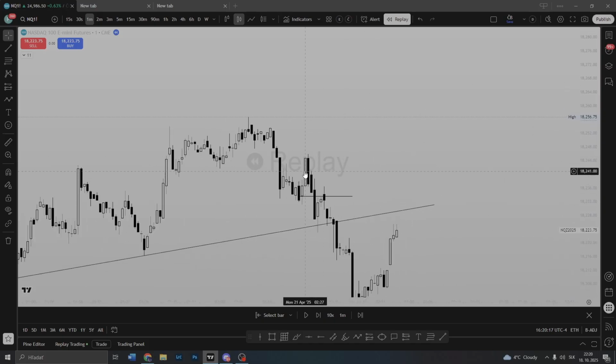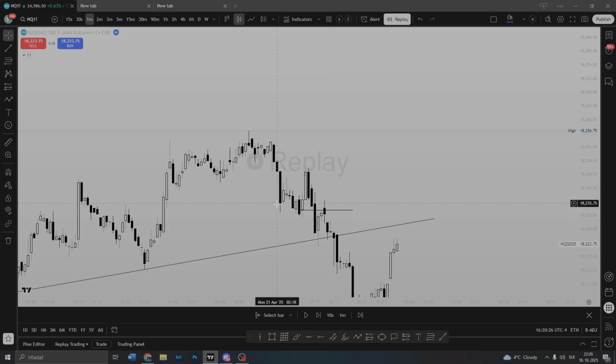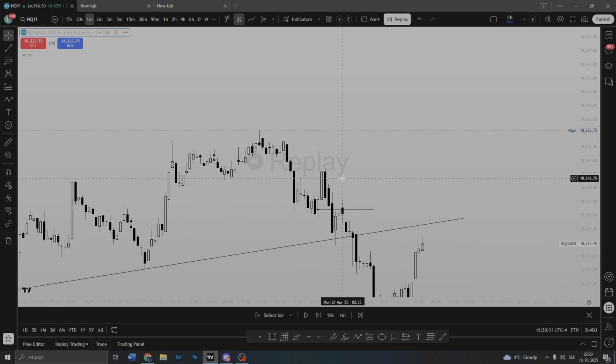Because after this candle 228, what needs to happen if I'm looking for shorts? We need to close below 226. What would make that an OB, right? CISD, yeah, OB CISD. Yep. Yeah, okay, got it.